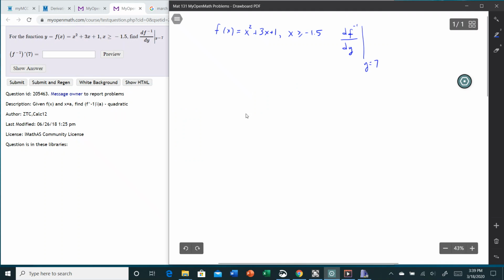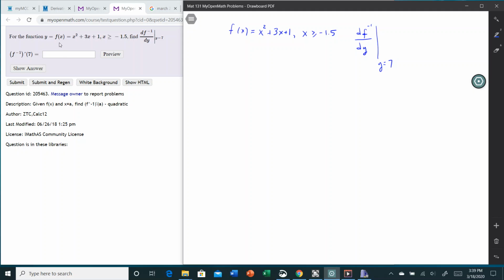Okay, the next problem I'm going to look at that I was asked about is this one. f of x is this polynomial, x is larger than negative 1.5. Find the derivative of the inverse function when y is 7.